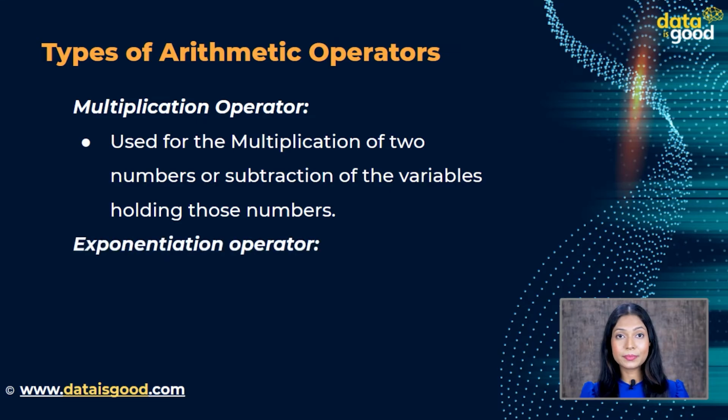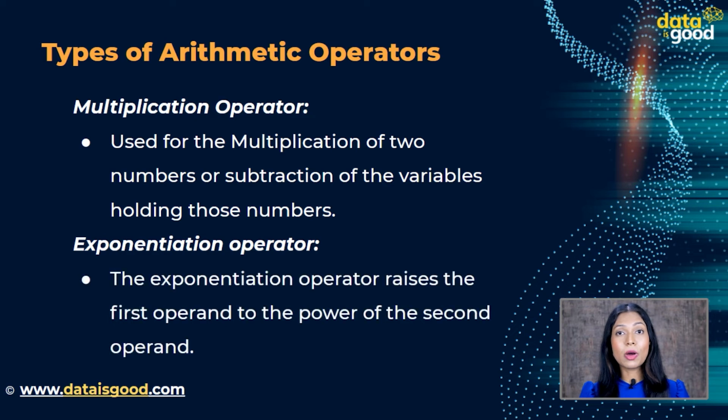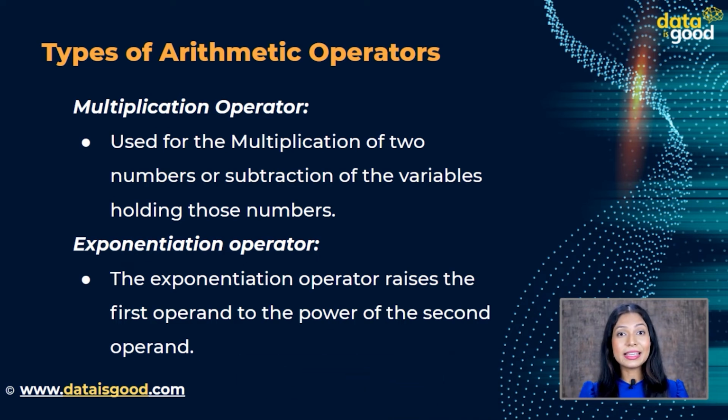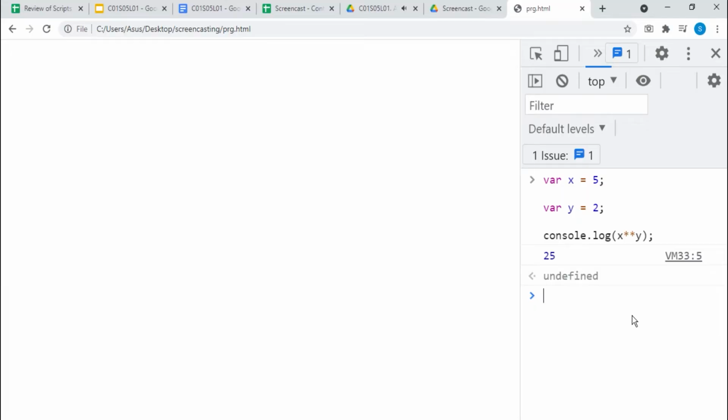Exponentiation operator. The exponentiation operator raises the first operand to the power of the second operand. Sounds confusing? Don't worry. After looking at the example, you will understand. The left operand represents the base and the right operand represents the exponent. So 5 to the power 2 is 25.